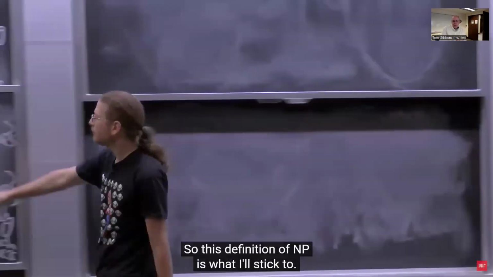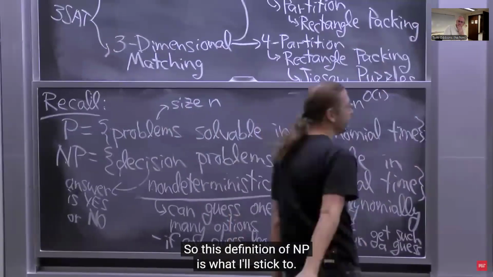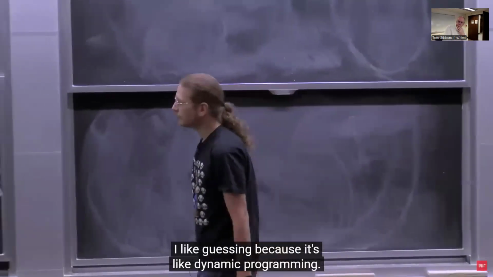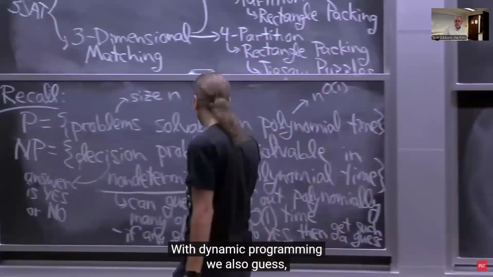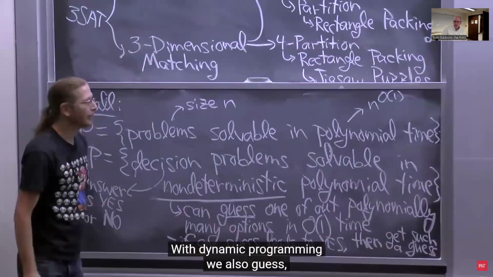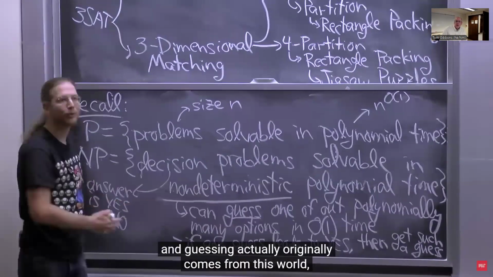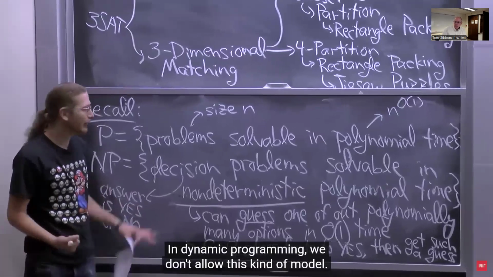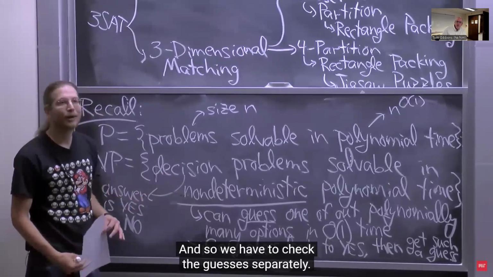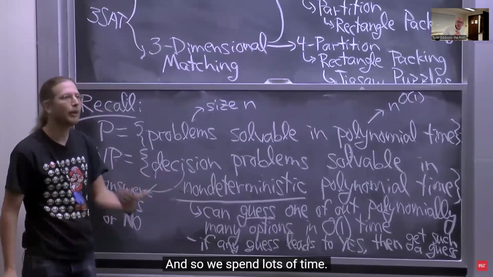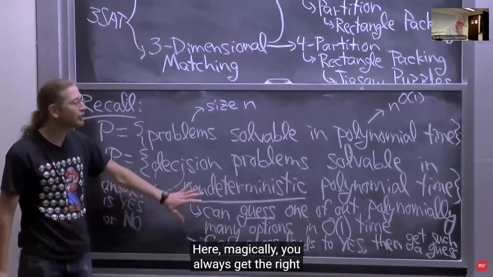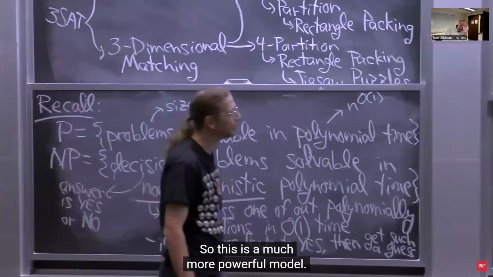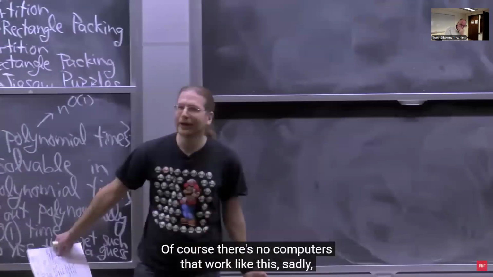Okay, so this definition of NP is what I'll stick to. I like guessing because it's like dynamic programming. With dynamic programming, we also guess, and guessing actually originally comes from this world, non-determinism. In dynamic programming, we don't allow this kind of model, so we have to check the guesses separately, and so we spend a lot of time. Here, magically, you always get the right guess in only constant time. But it's a much more powerful model. Of course, there are no computers that work like this, sadly.